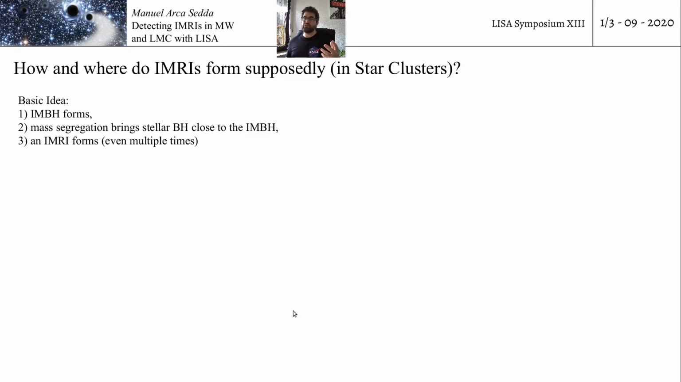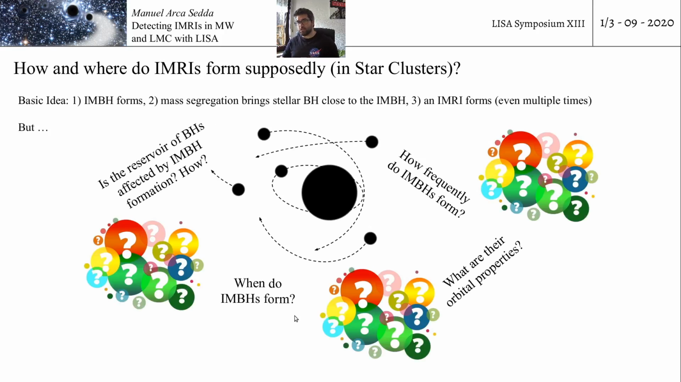The idea behind IMRI formation is very basic. You have the formation of an IMBH first, and then some stellar mass black hole or stellar compact object reaches the innermost region of the cluster where this IMBH is contained, and forms through dynamics IMRIs, even multiple times. But the reality is much more complex than this, in fact, because the IMBH formation process, for instance, can strongly affect the population of black holes, thus inevitably also affecting the formation of an IMRI.